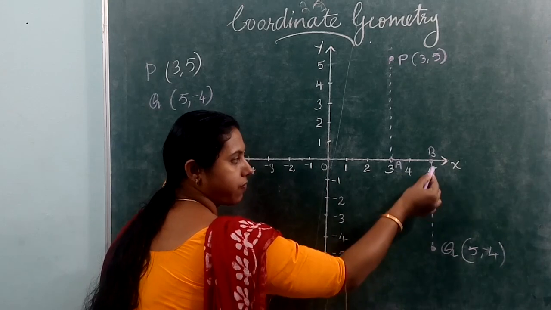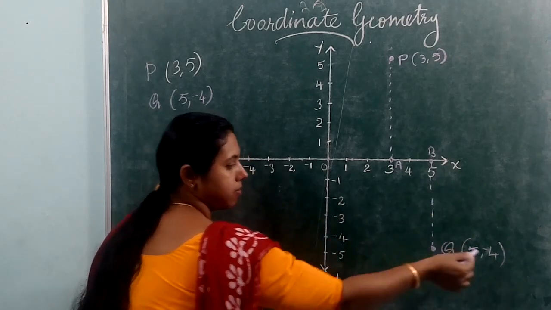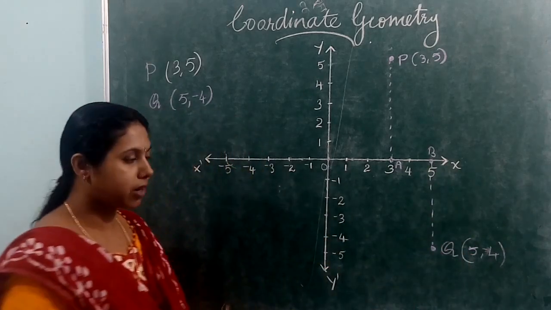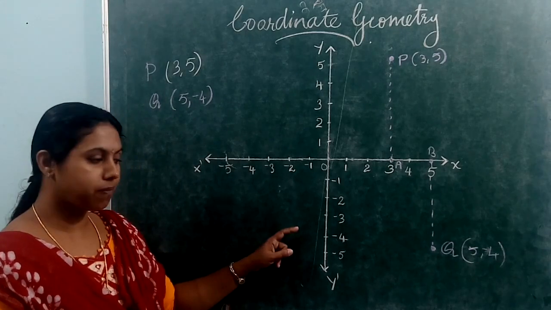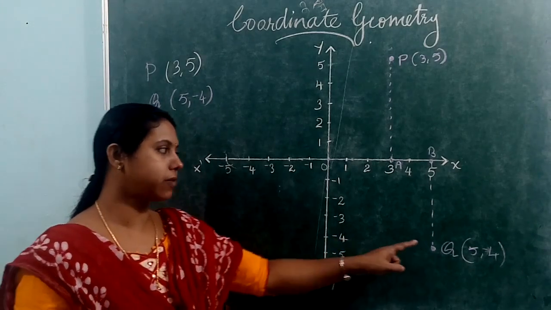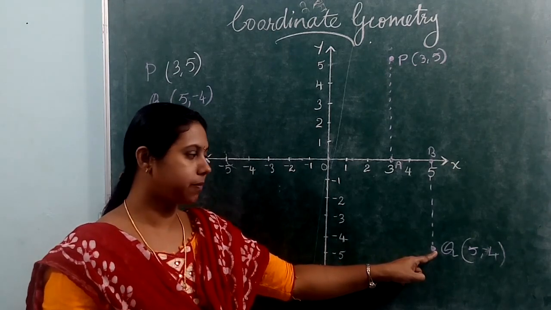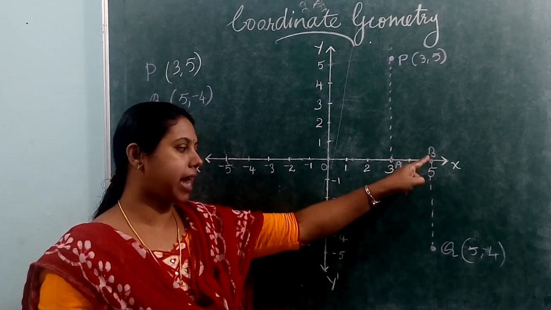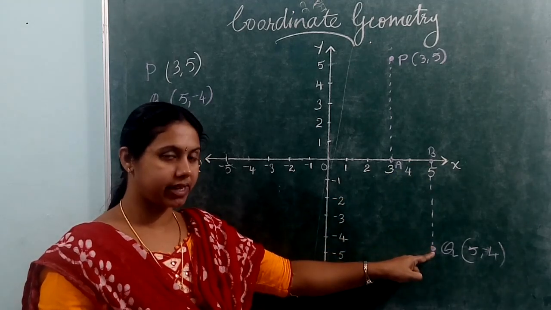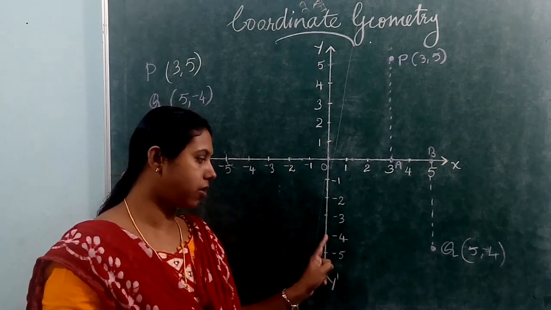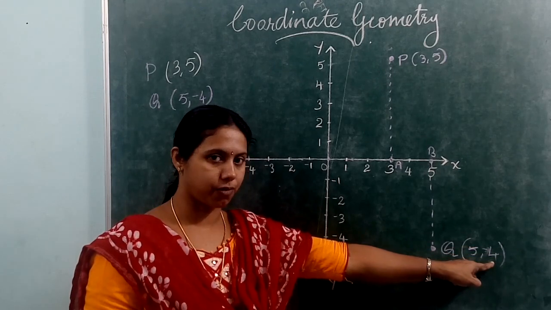X coordinate is 5, y coordinate is minus 4. I'll repeat once more. The distance from y-axis to the point is 5 units, that is the x coordinate, and distance from x-axis to the point is 4 units, that is the y coordinate. Here the y coordinate is minus 4.